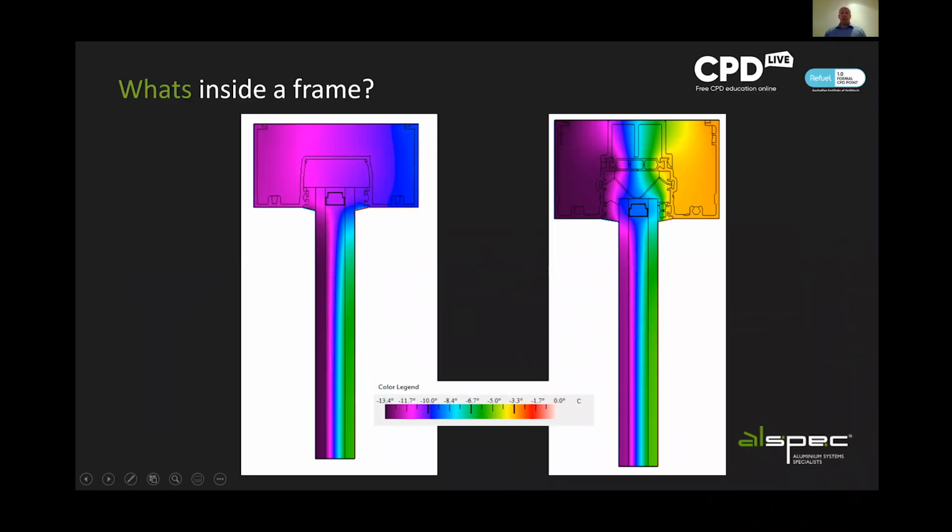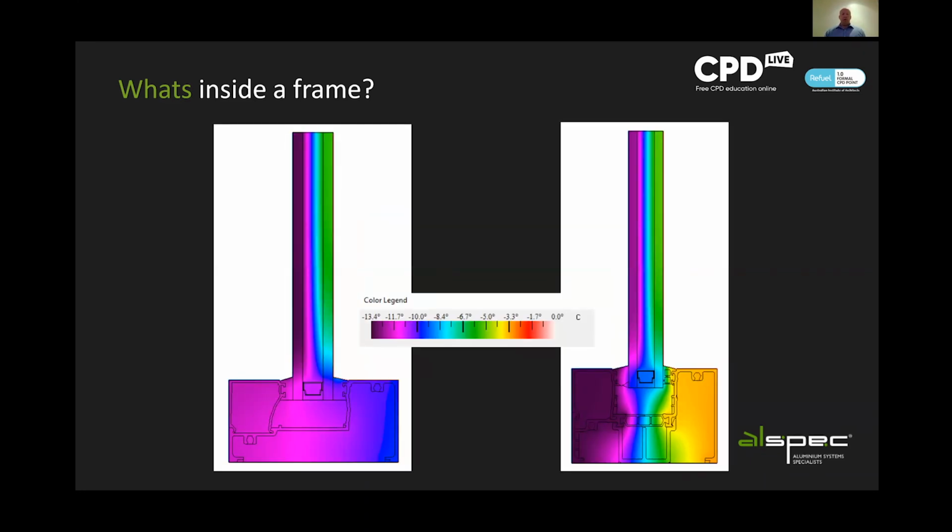This is what it looks like as a thermal model. So the non-thermally broken version of the window head on the left-hand side, and a thermally broken version on the right-hand side. Same temperature ranges, but what we've seen here is the temperature difference on the thermally broken version from inside on the right-hand side to the outside, which is on the left-hand side of each of the images. You've got a 10-degree difference on the thermally broken version, whereas on the non-thermally broken version, you've probably got a 4-5 degree difference at best.